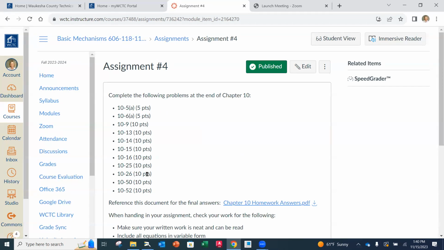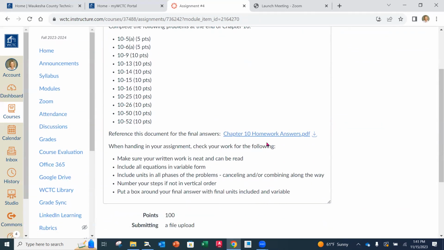So numbers 25, 26, we're selecting gears. Numbers 50 and 52 are doing the train value stuff. And then the ones that are above here were from the last time that we were together. So you should be able to complete everything here. You will notice that there is a homework answer key, just final answers. You may always take a peek, make sure that you're coming up with those values. If not, then don't hesitate to ask any questions.